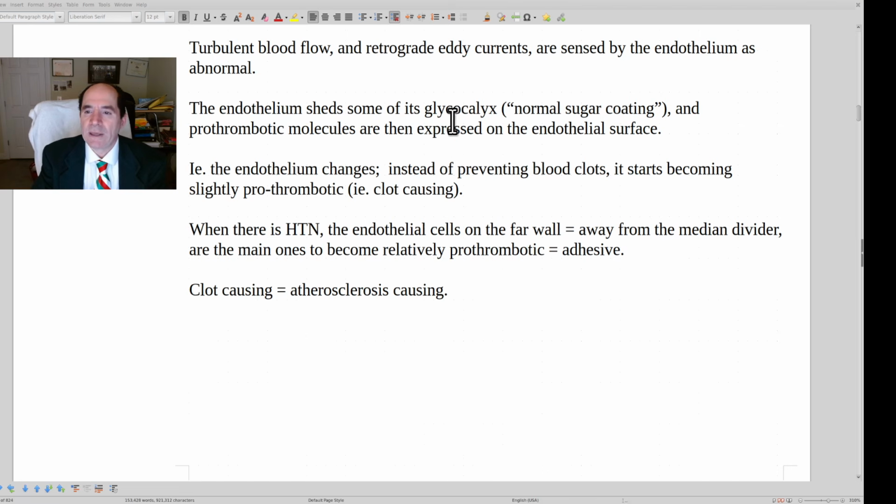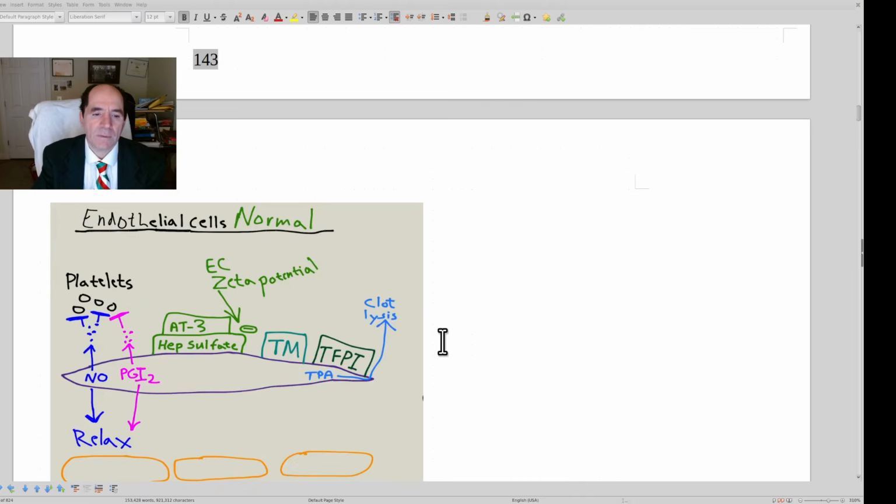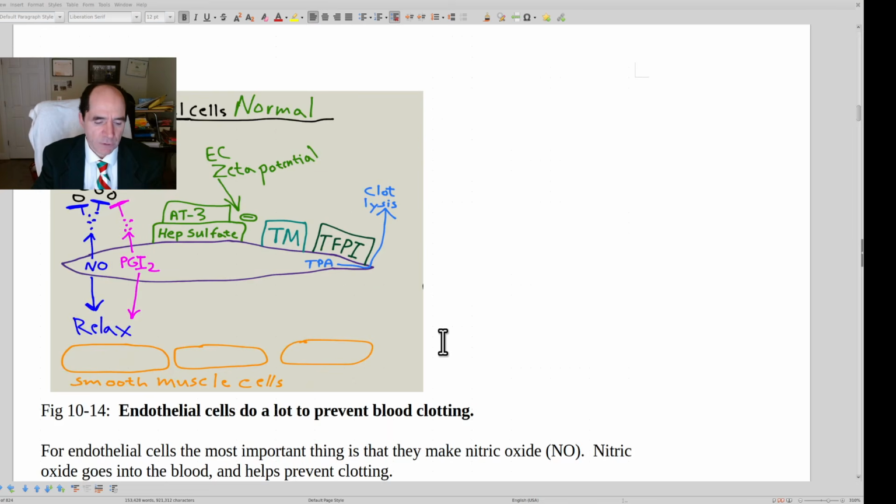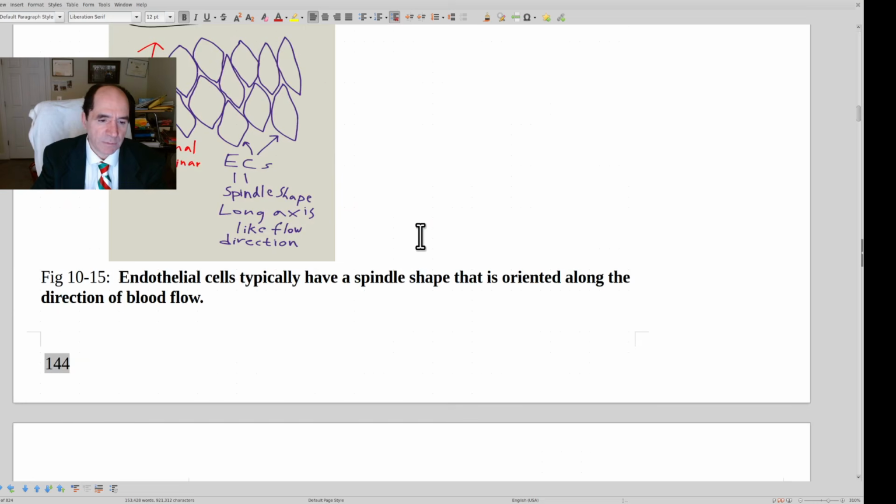Glyco means sugar, calyx means coating, so the coating attached to the plasma membrane of your endothelial cells and your red blood cells and your white blood cells is called glycocalyx. All right, here's going to show the surface of an endothelial cell. Let me see, what am I doing for page numbers here?